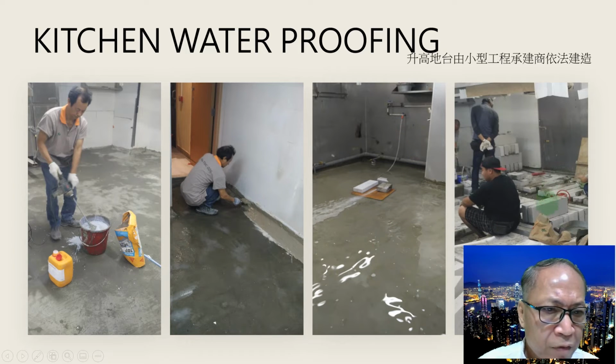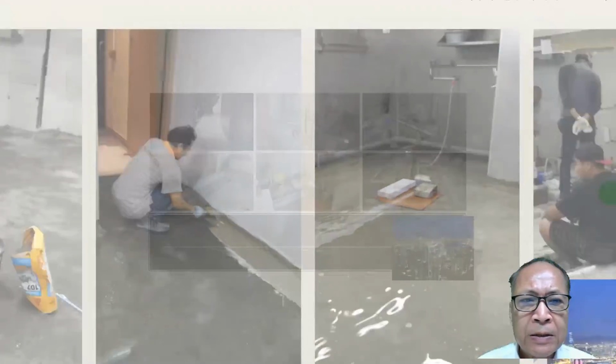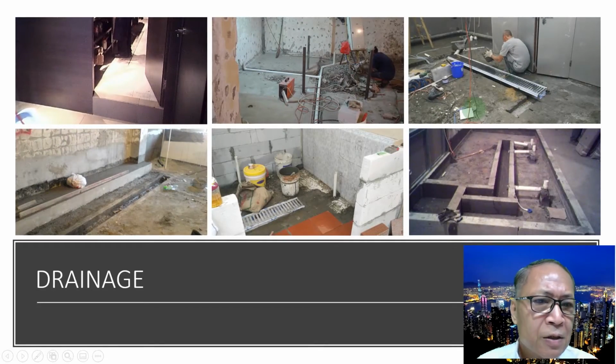After the waterproofing, we do the raised floor using lightweight concrete blocks. We need the raised floor to hide the drainage pipe. You see, this is the way people do it. Now you see, they have already done the raised floor. And this is the stainless steel water drainage channel, and this water pipe drains into the stainless steel channel.